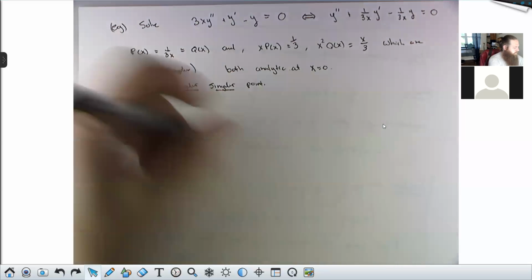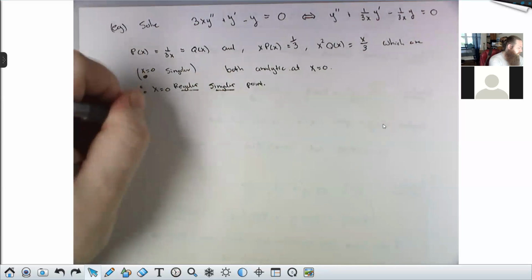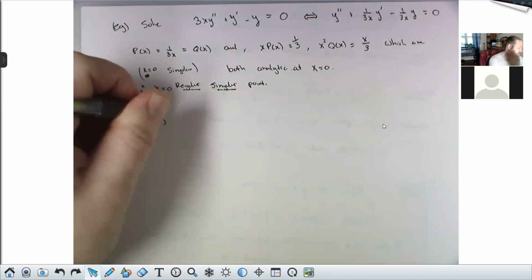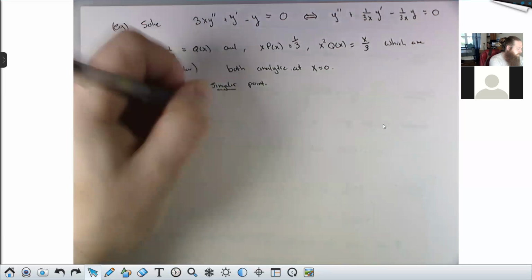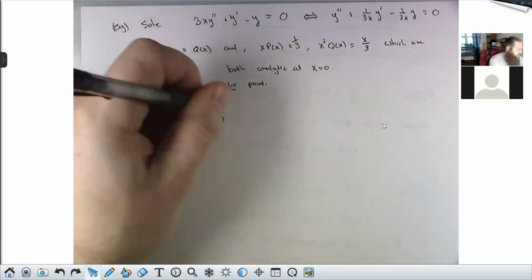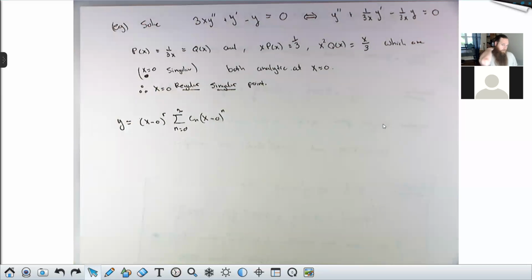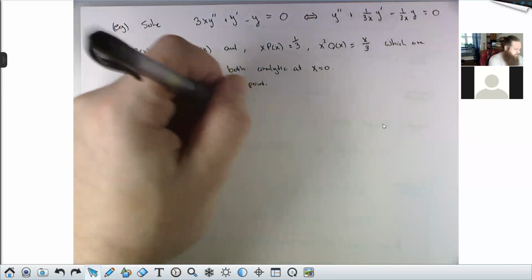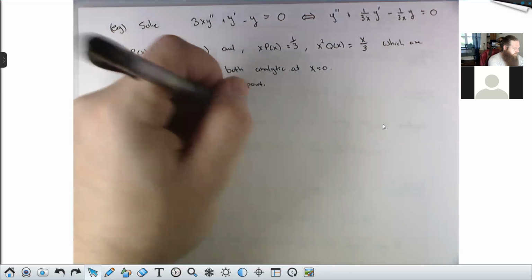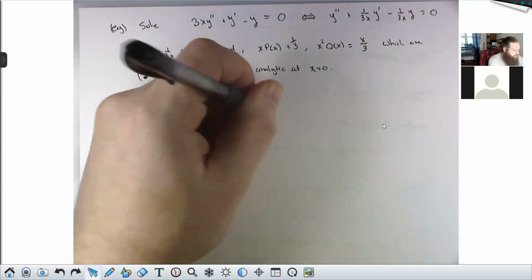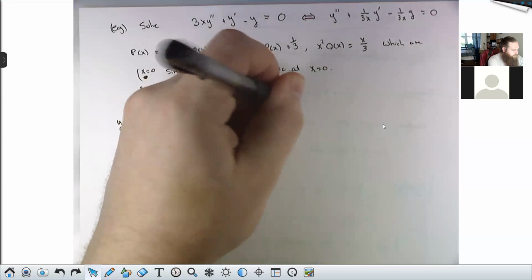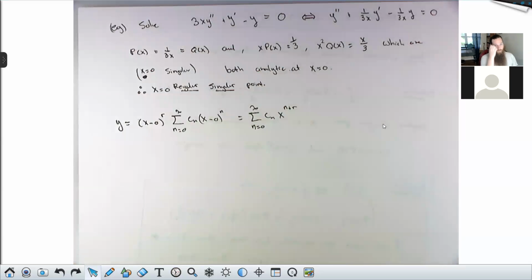So we can assume that a solution of the form y equals x minus 0 to the r times sigma n from 0 to infinity c n x minus 0 to the n exists. Of course, I wouldn't normally write those zeros. That's just x to the r and x to the n. So when I put this in a more manageable form, that's c n times x to the n plus r. So I'm going to solve this differential equation with a series centered at the regular singular point 0. Everybody with me so far?